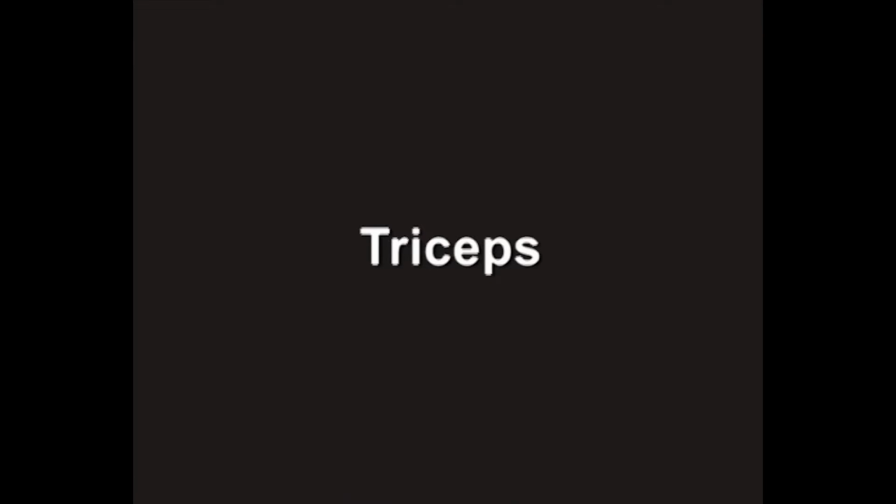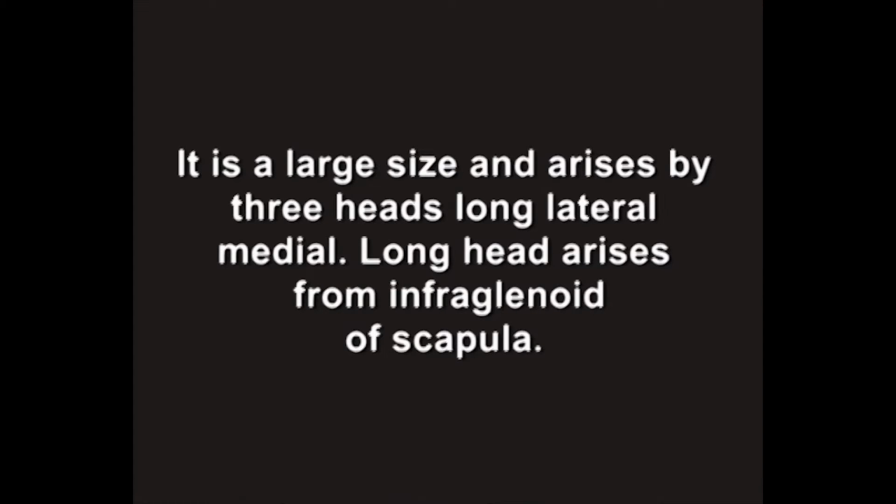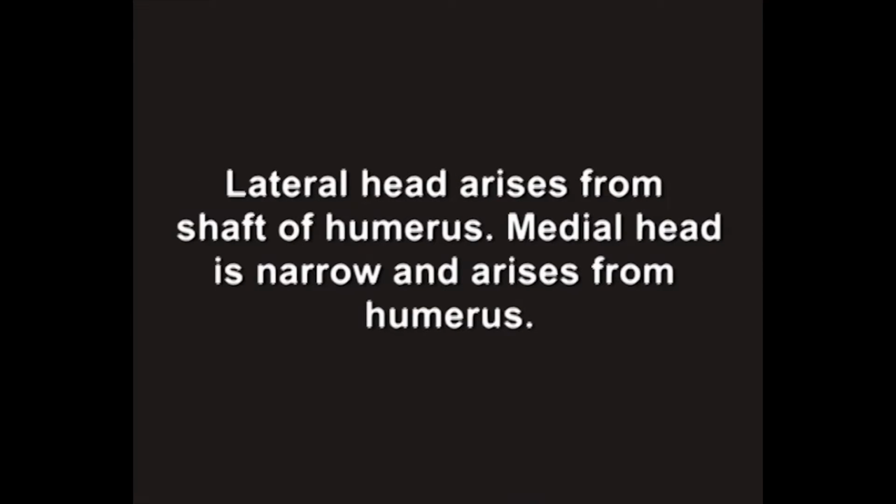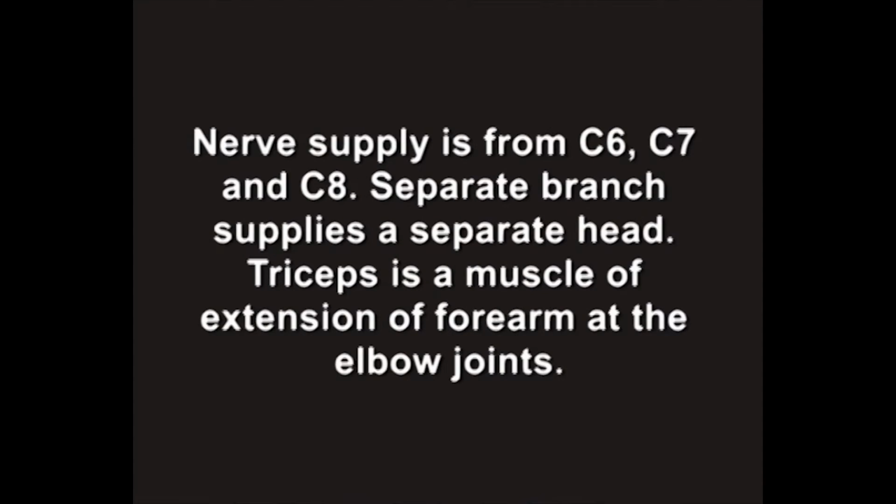Next is triceps. It is of larger size and arises by three heads: long, lateral, medial. Long head arises from infraglenoid of scapula. Lateral head arises from shaft of humerus. Medial head is narrow and arises from humerus. Nerve supply is from C6, C7 and C8. Separate branch supplies a separate head. Triceps is a muscle of extension of forearm at the elbow joints.